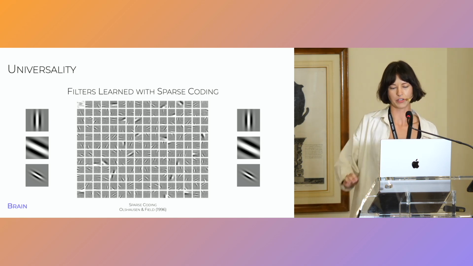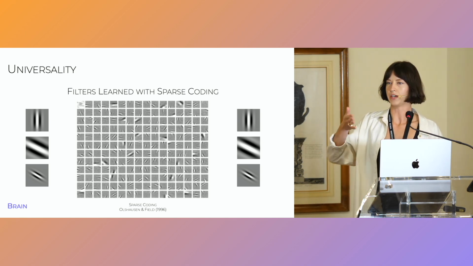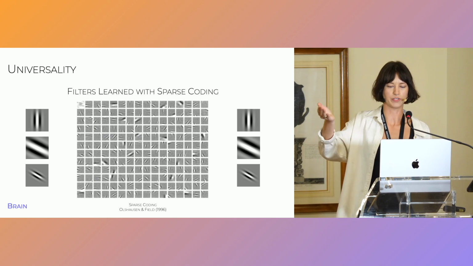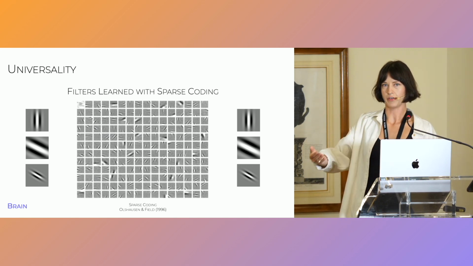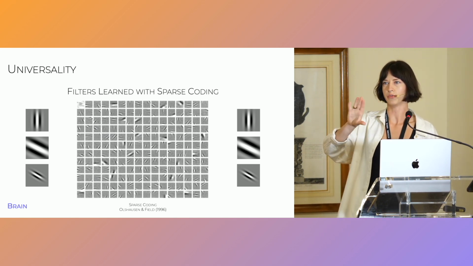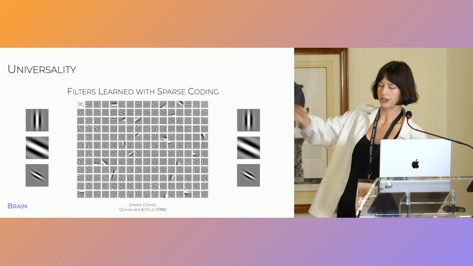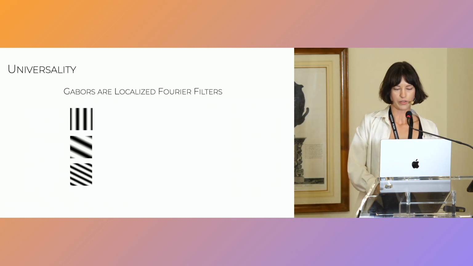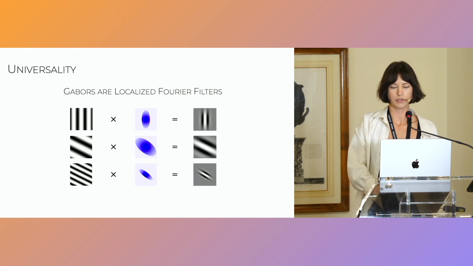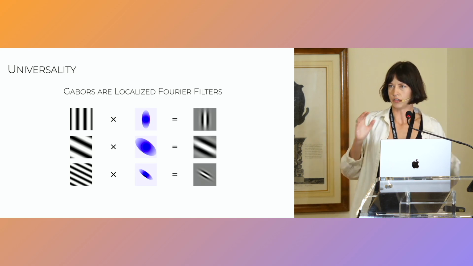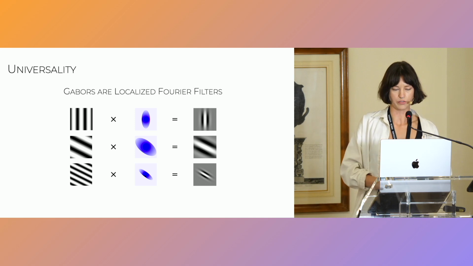So, as I mentioned before, these types of oriented edge detectors of different spatial frequencies are naturally modeled with Gabor functions. That is a two-dimensional Fourier feature that has been localized. Essentially, the way that we generate that is we take one of these features, we multiply it by a Gaussian window, and we get this localized oriented Fourier feature.